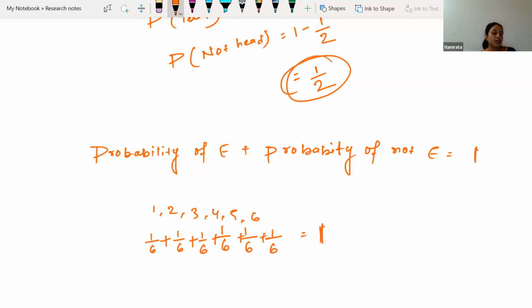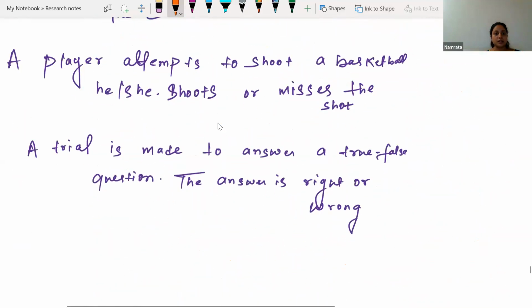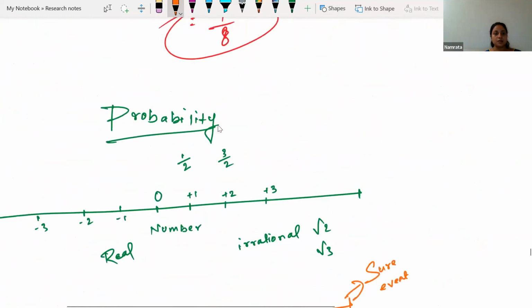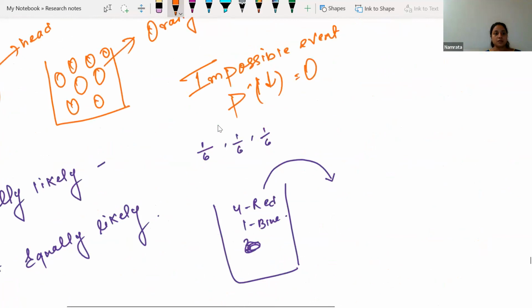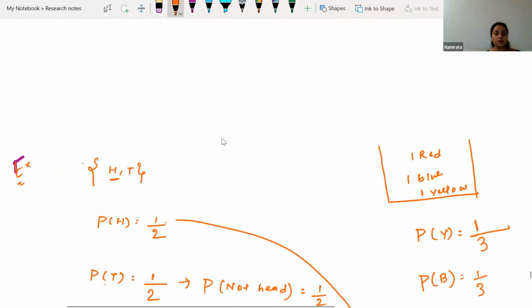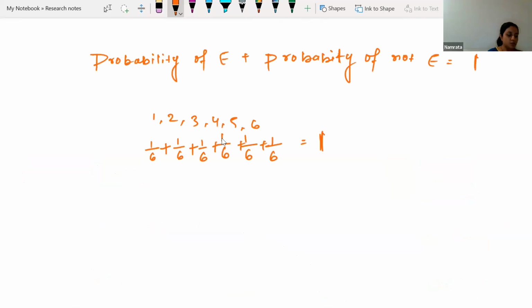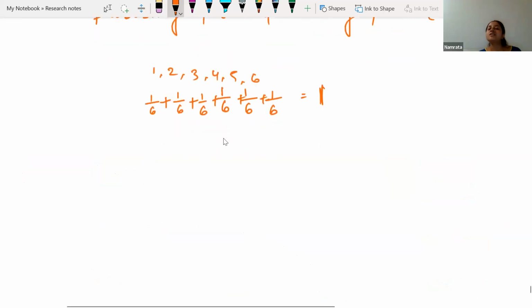Okay. Now the next one says the probability of an event is greater than or equal to dash and less than or equal to dash. So the probability of an event, just a moment. Have I explained that in the previous class? So probability, as we know, will always lie between 0 to 1. So the probability of any event will always be greater than or equal to 0 and less than or equal to 1. Okay. Now likely, not likely, we have already discussed.